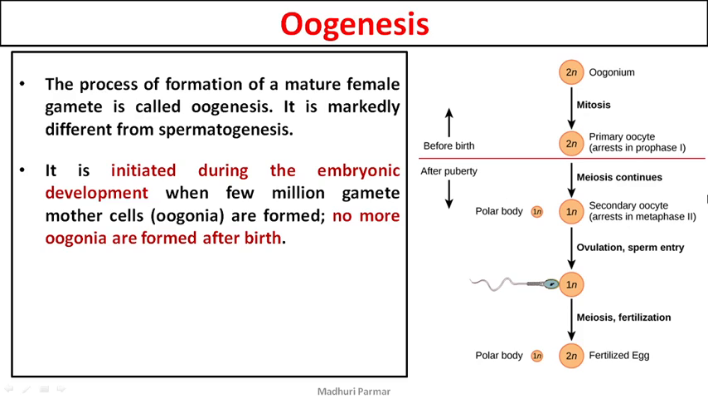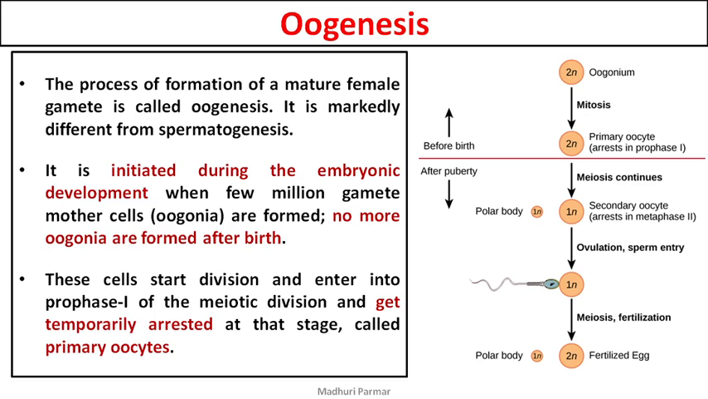Here, in spermatogenesis, the spermatogonia keep dividing by mitosis till the end of life. Okay, from puberty till end of life. But in oogenesis, once the embryo or fetus, the baby, has formed its oogonia, those many will remain after birth. Clear? There is no more oogonium added.